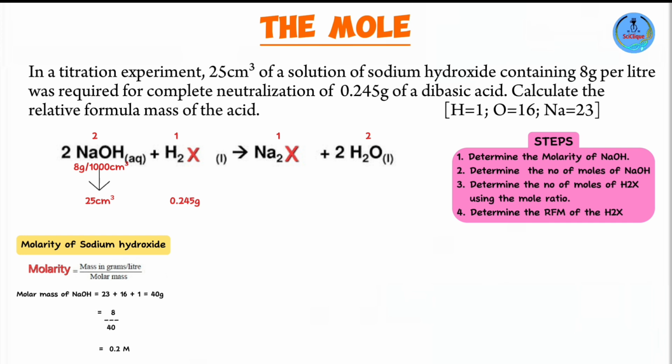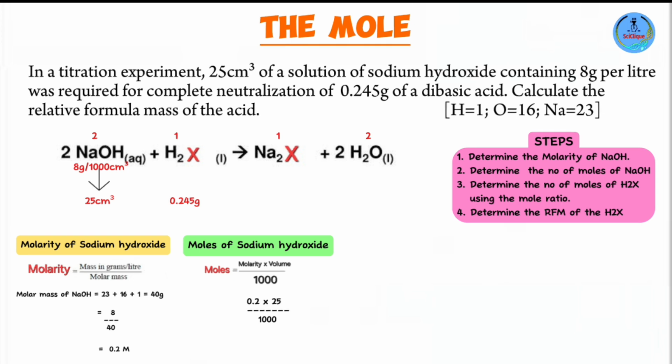Now moving on to our next step, determining the number of moles of sodium hydroxide. At this point, we have the volume, we have the molarity, which we just calculated, and we can easily find the number of moles using this formula. So molarity multiplied by volume over 1000. Our molarity is 0.2. The volume is 25 over 1000, gives us the number of moles of sodium hydroxide as 0.005 moles.